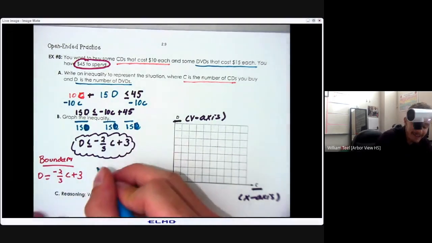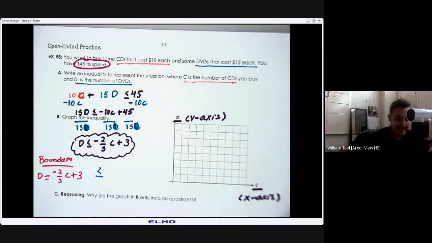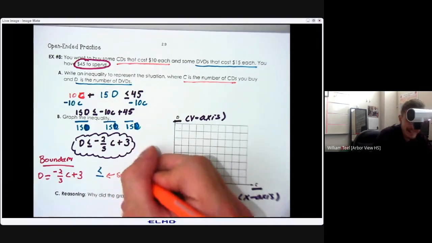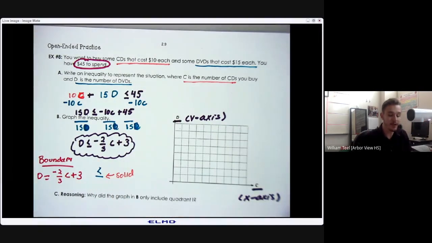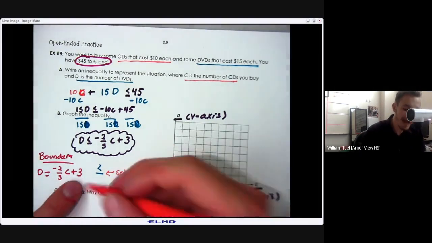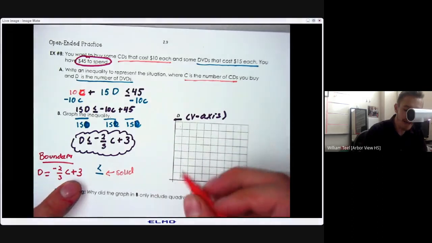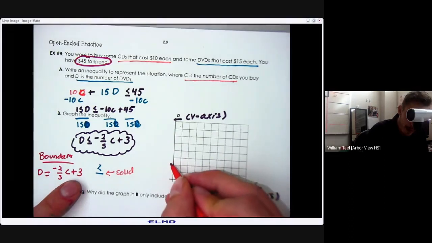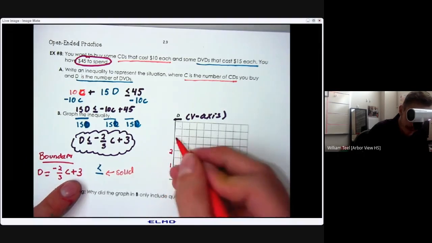And since I have less than or equal to, this tells me that I'm going to have a solid line, which means I'm good to go to connect the dots with the solid line. So let's go ahead and graph this. If I have negative 2/3 c plus 3, my y-intercept is going to be 3. I'm going to go ahead and increase the scale here. So I'm going to say this is 1, this is 2, and this is 3.